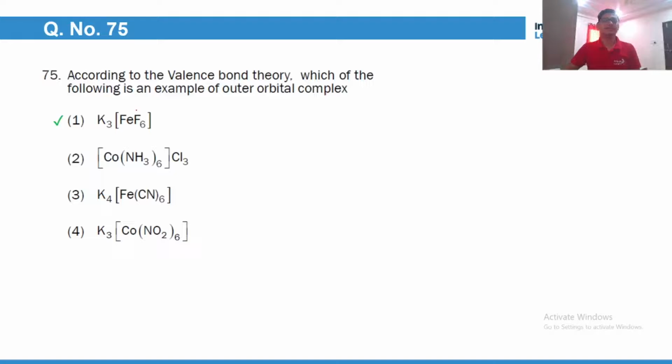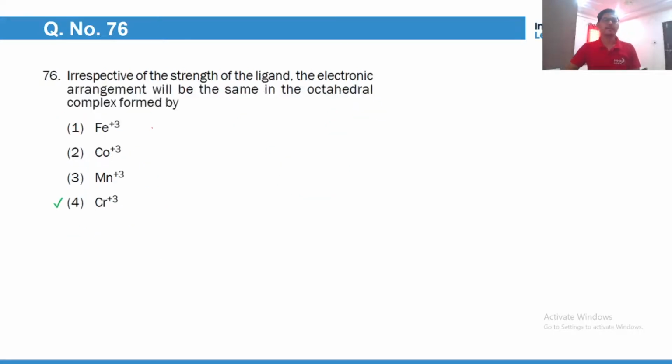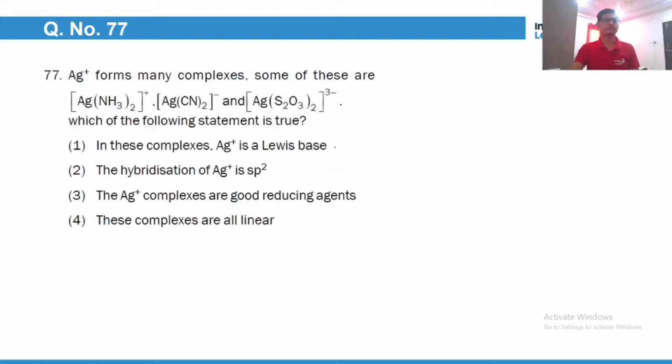According to the valence bond theory, which of the following is an example of an outer orbital complex? So of course, here again the oxidation number of Rn is +3, which means d5, and all the d orbitals are singly occupied, and fluoride being a weak ligand cannot pair them up. So we would be using 4d orbital for the hybridization, leading to sp3d2. That is an outer orbital complex. Irrespective of the strength of the ligand, it would not matter for chromium 3+, because chromium 3+ has d3 configuration, right? The strength of the ligand matters in these configurations, d4 to d7.